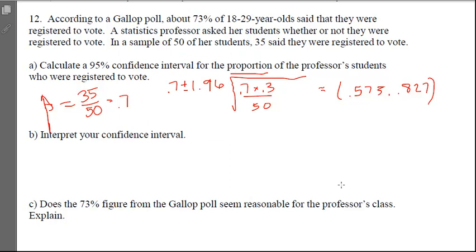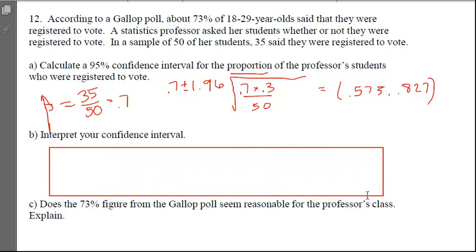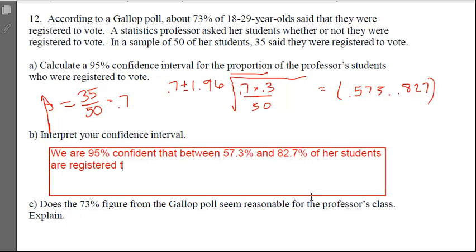All right, and you almost always have to interpret a confidence interval. This is a confidence interval for proportion. It's a 95% confidence interval, and it represents the proportion or the percent of her students that are registered to vote. She took a sample of 50, but she wants to make the confidence interval for all her students. So we are 95% confident that between 57.3% and 82.7% of her students are registered to vote.